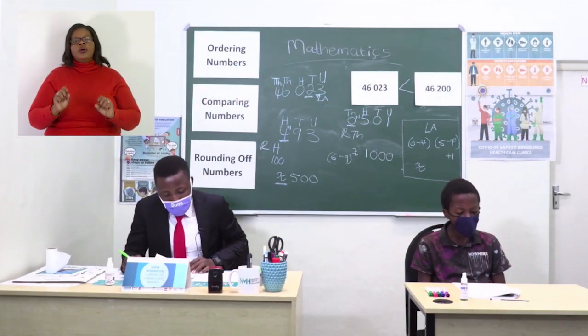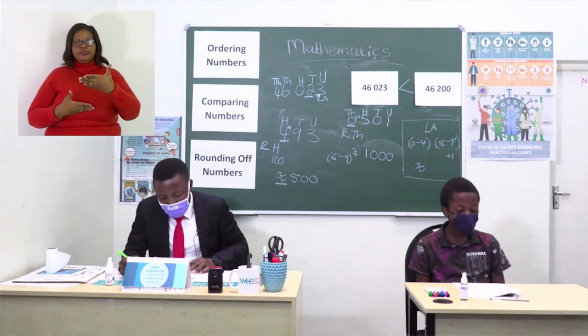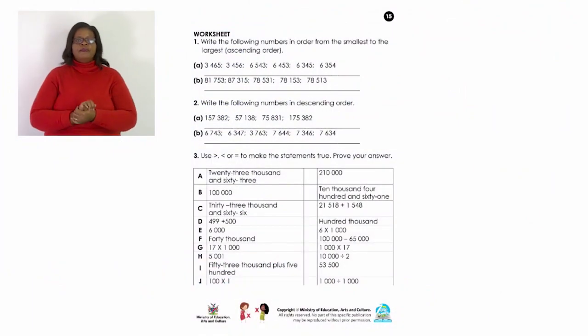Okay, we are now going to do the worksheet on page 15, which has to end on page 16. But let us go to page 15 and start with our activity that you need to do at home. I will go through with you, but you have to do this on your own. I will just explain where there is a need for change and so on. The first one, number one, you need to write these numbers in order from the smallest to the largest.